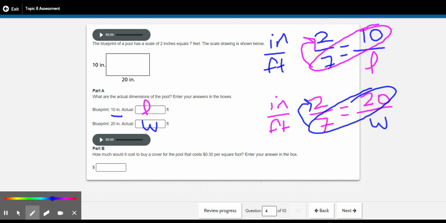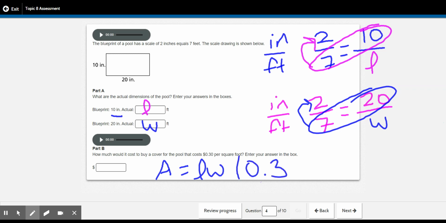All right, last part, how much would it cost to buy a cover for the pool that costs 30 cents per square foot? Enter your answer in the box. So again, we're going to find the area first. So our area equals length times width. Then once you find that, you're going to multiply it by the cost, which is 30 cents. Okay, and then that is your answer.